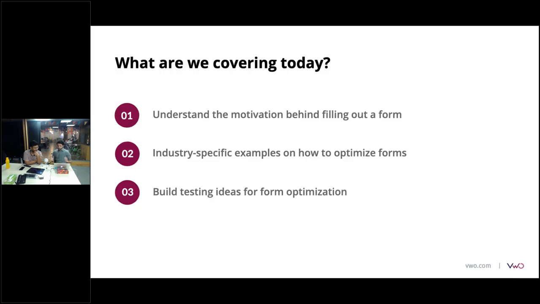Okay, so let's begin. Why we are here today? I think we'll be covering three things. First, what are the motivations behind anybody filling out a form on your website, B2B, B2C, whatever it takes. Then we'll take a couple of industry examples where we'll try to uncover the entire story of why anybody goes into filling out a form, what the cognitive biases are, what the friction points are, and all sorts of things. And in the end, we'll be discussing ways in which you can build testing ideas to test your form and improve your conversion rates.